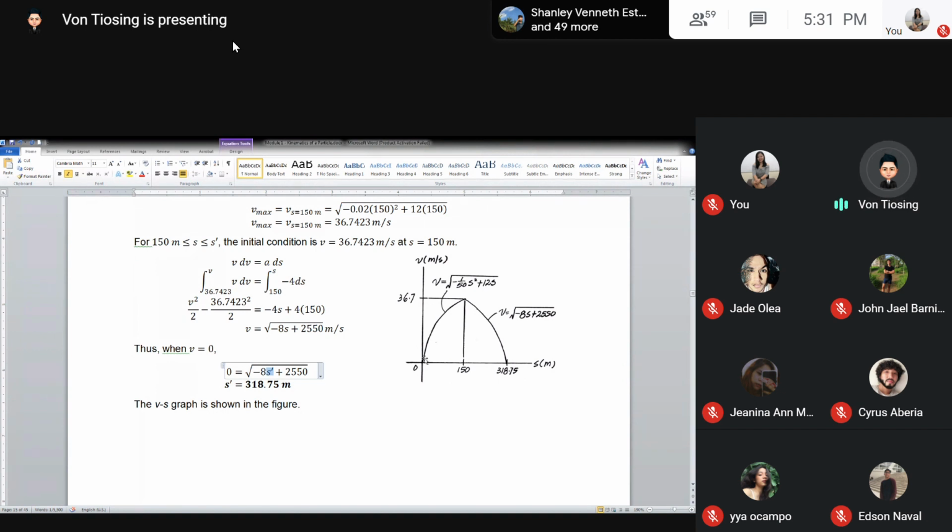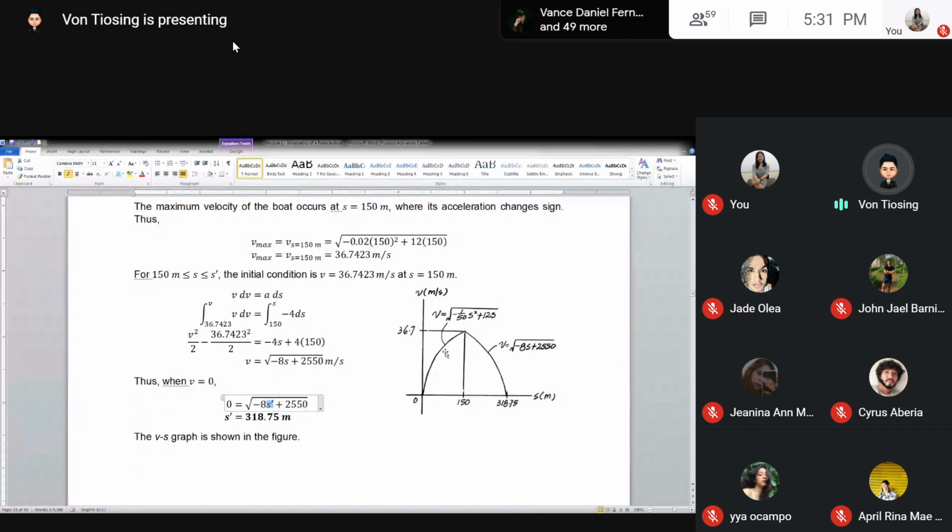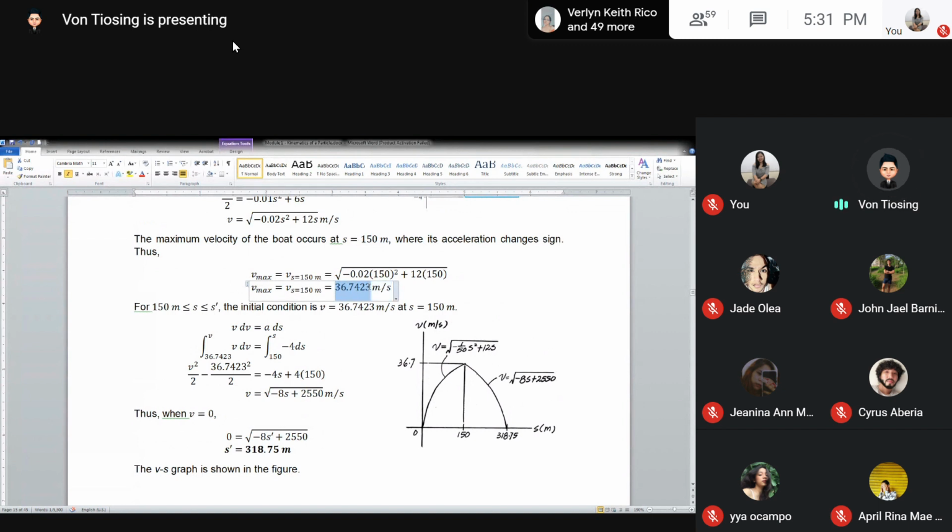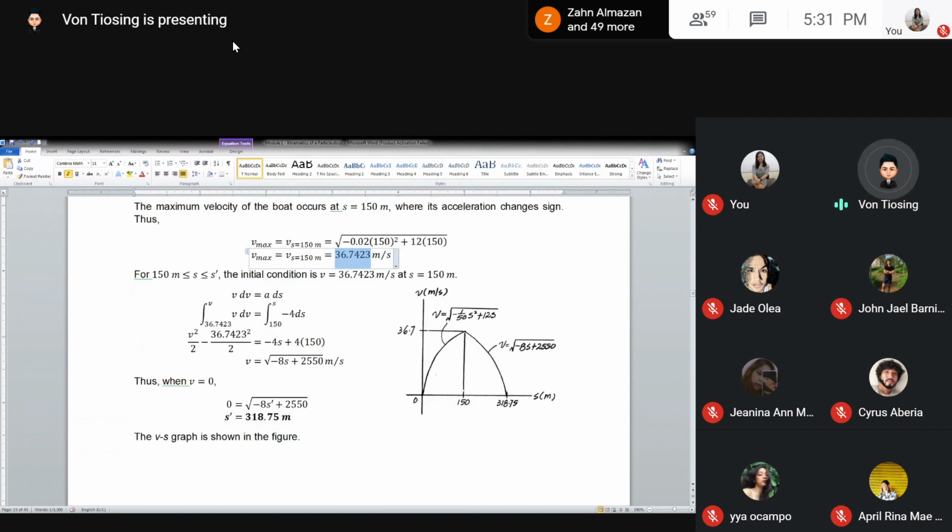So, again, you are going to use a graphing calculator para ma-solve ito, no? You're allowed naman to use it. Wala namang pumipigil sa inyo. So, as mentioned, ito yung maximum velocity. Ito yung 36.74. Ilagay lang niya rito as 36.7. Okay? So far, do you have any questions?